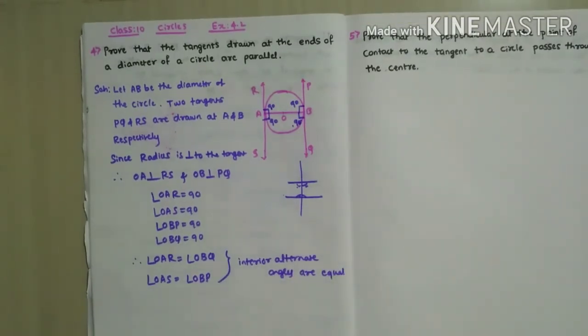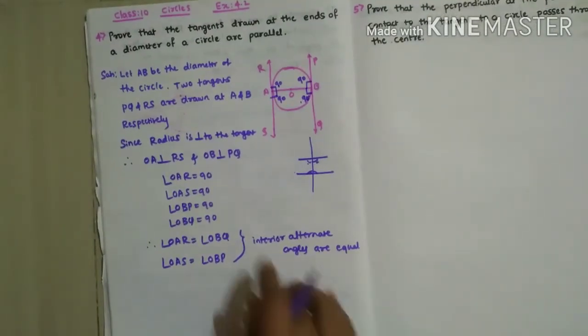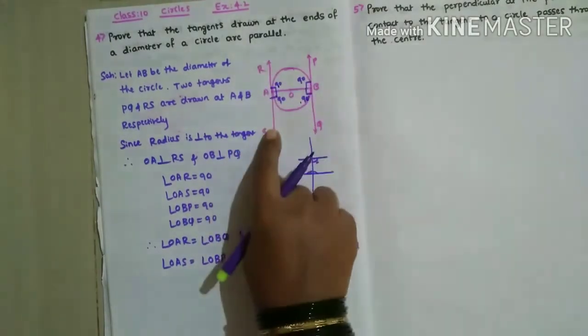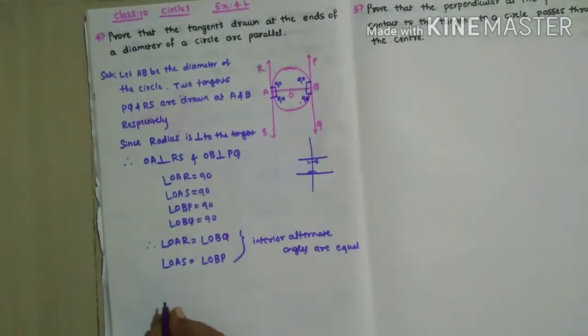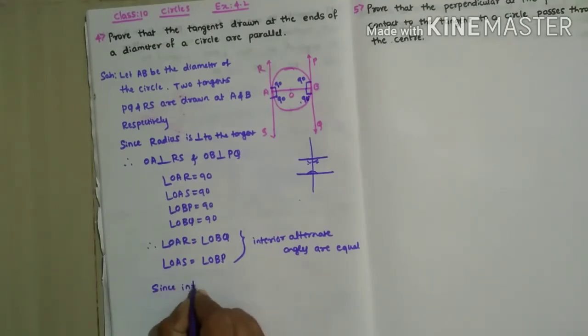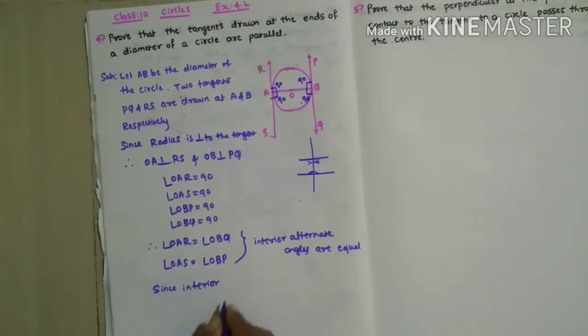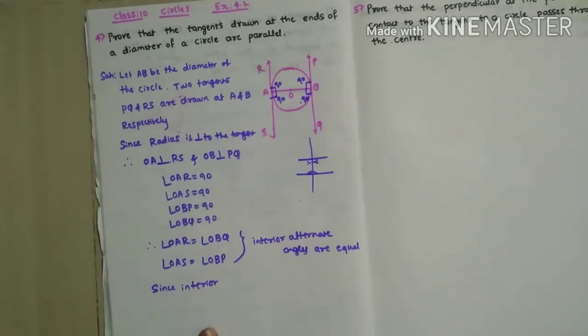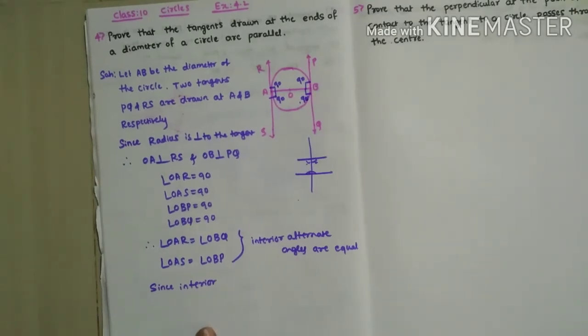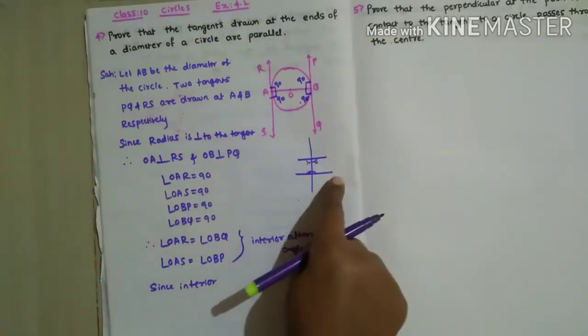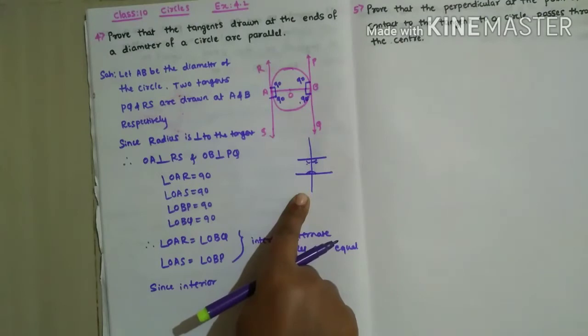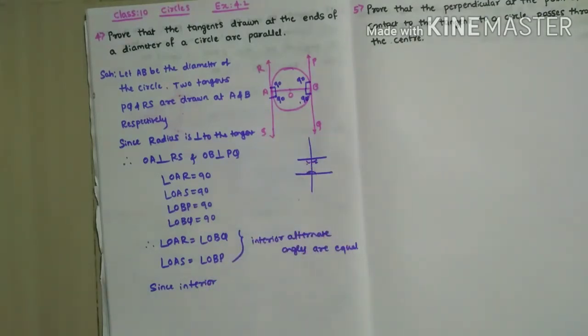If interior angles are equal, lines will be parallel. It is understood. Since we'll write that reason: if interior angles are equal, this RS is parallel to PQ. Last year in 9th standard you learned one postulate there. If the interior alternate angles of the lines are equal, then the lines will be parallel. If you draw two lines and one transversal, and if the interior alternate angles are equal, then the lines will be parallel by the postulate.